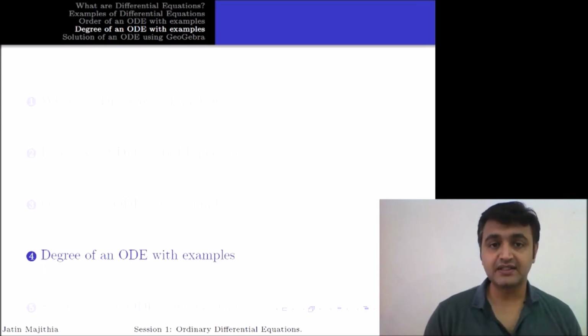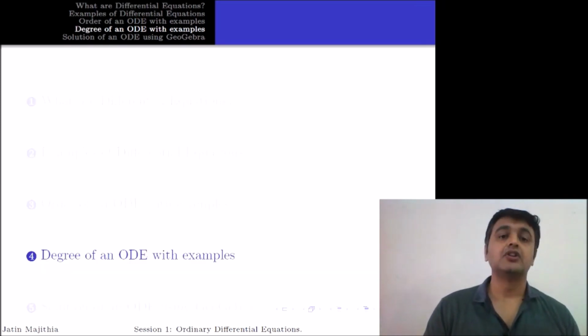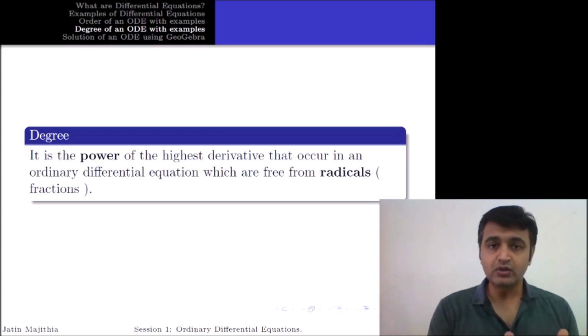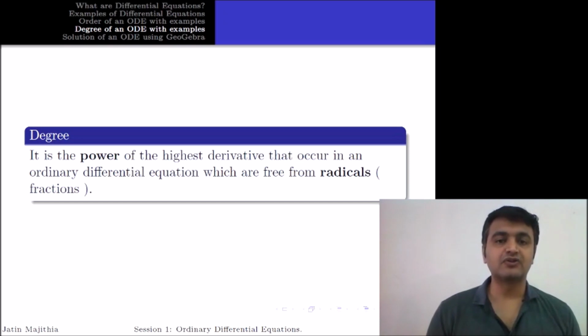Now the next important thing is the degree of a differential equation. So what do you mean by the degree of a differential equation? Once you point out the highest derivative, you look at the power of that highest derivative, and the power of that highest derivative is called the degree of a differential equation.